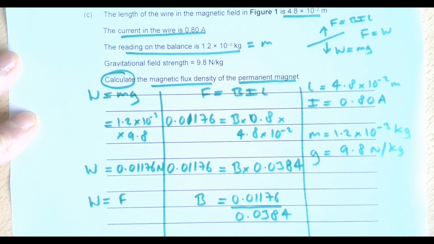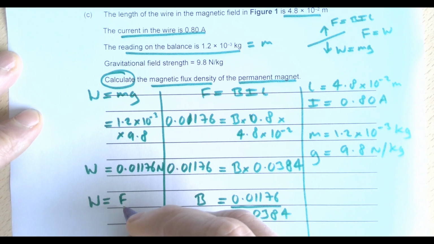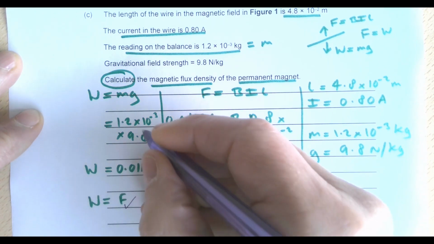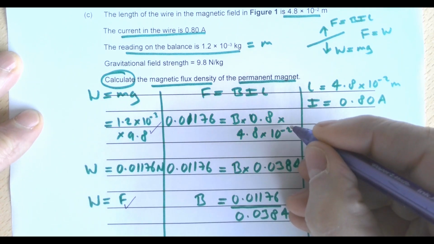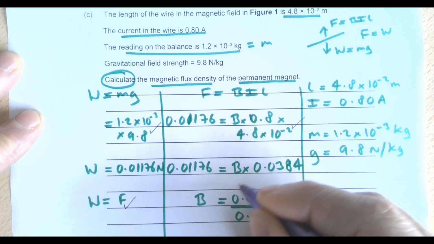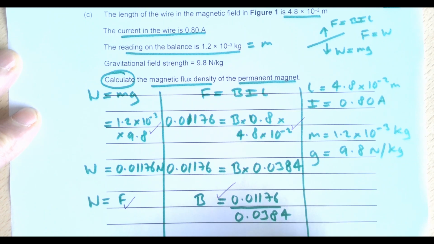So in terms of the marks, let's see, what would I get the marks for? I'd get 1 mark for identifying that the weight is equal to that. I'd get 1 mark for quite possibly the substitution there. I'd get 1 mark certainly for the substitution there, 1 mark for converting there, and 1 mark for the answer.